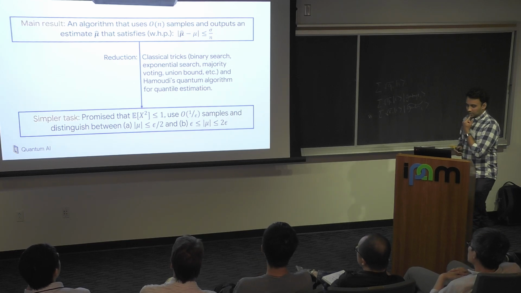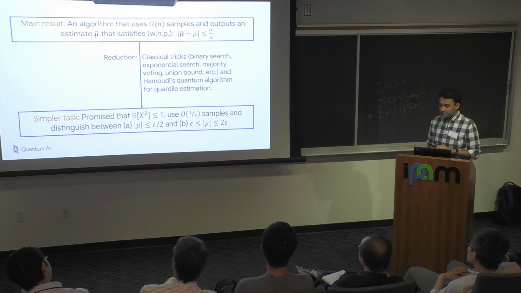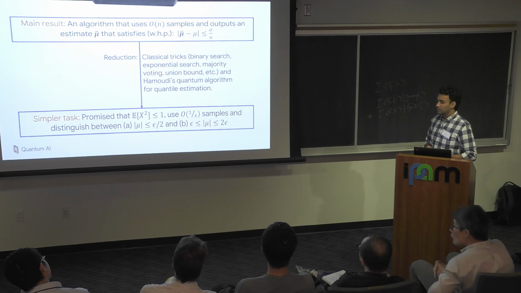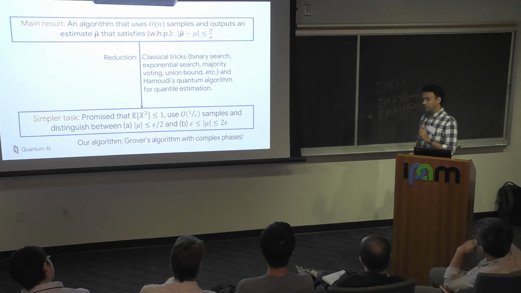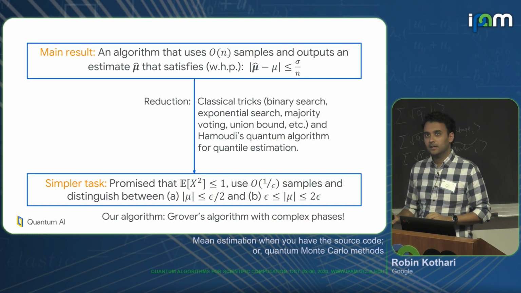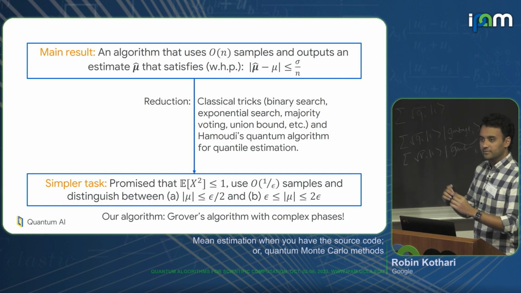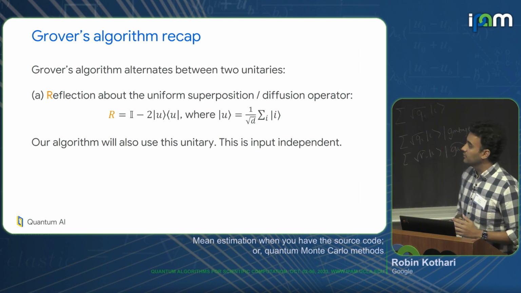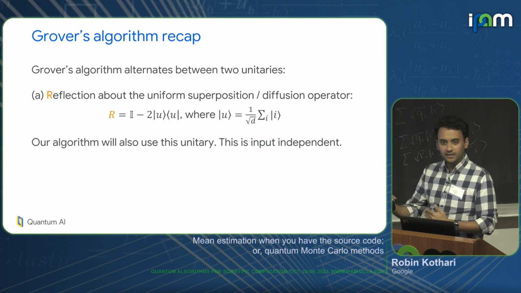Good. Okay. So our algorithm is going to solve this simple problem. And what is our algorithm going to look like? In fact, it's going to look very similar to Grover's algorithm. This is great because everybody likes Grover's algorithm. Grover's algorithm is simple. And the one twist on Grover's algorithm is that our algorithm is Grover's algorithm, but with complex phases. Grover's algorithm, if you recall, basically has only real numbers, and we're going to use complex numbers. That's the main difference with respect to Grover's algorithm. So let me give you a quick recap of Grover's algorithm. Maybe everybody knows, but why not? Grover's algorithm has this format: you alternate between two unitaries.